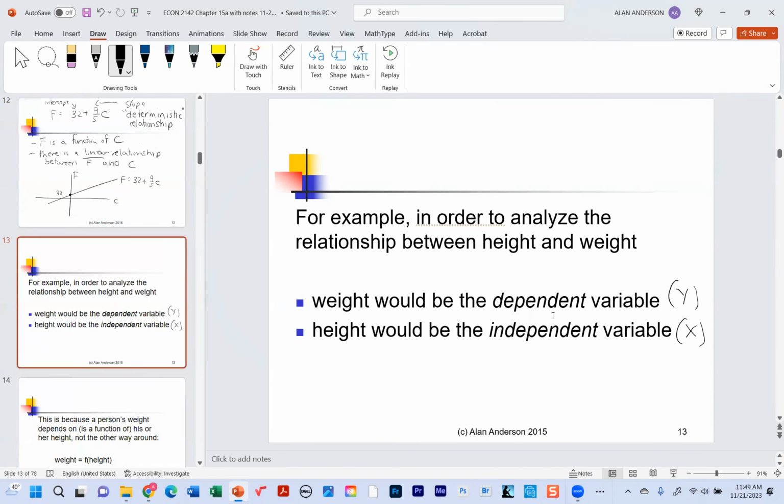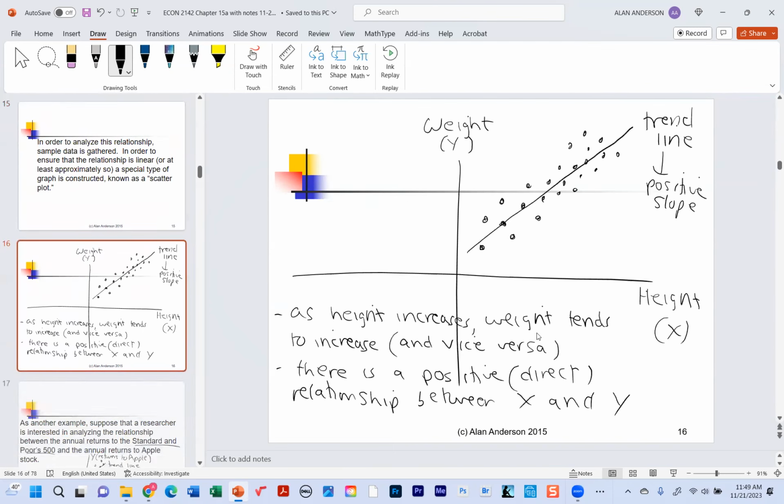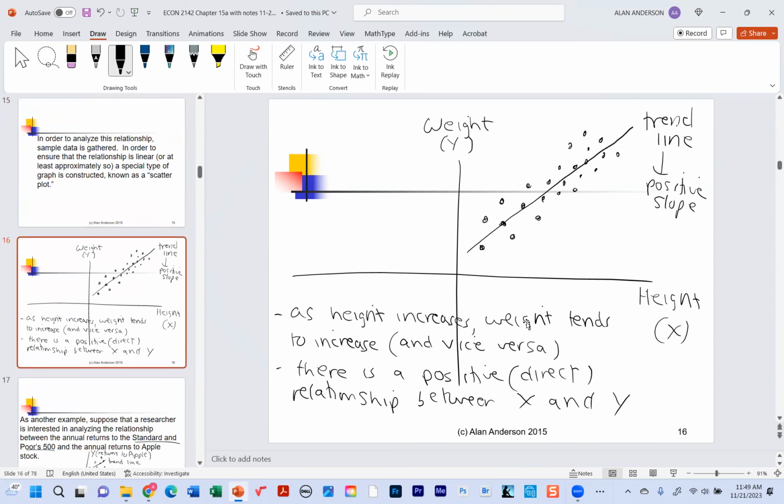Okay, now we're going to switch our attention to this example, the relationship between height and weight. And I think you'll all agree that people's weight depends on their height. It's not the other way around. And therefore, we'll define weight as the y or dependent variable, and height will be our x or independent variable. So what we're going to do here is, of course, draw a scatter plot. And you can see, and by the way, in this case, we only have positive values. We can't have negative weights or heights. So all of our data are found in the first quadrant.